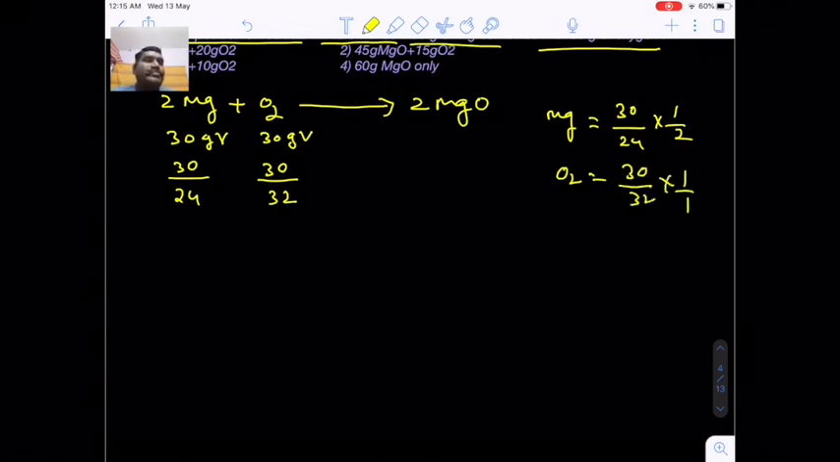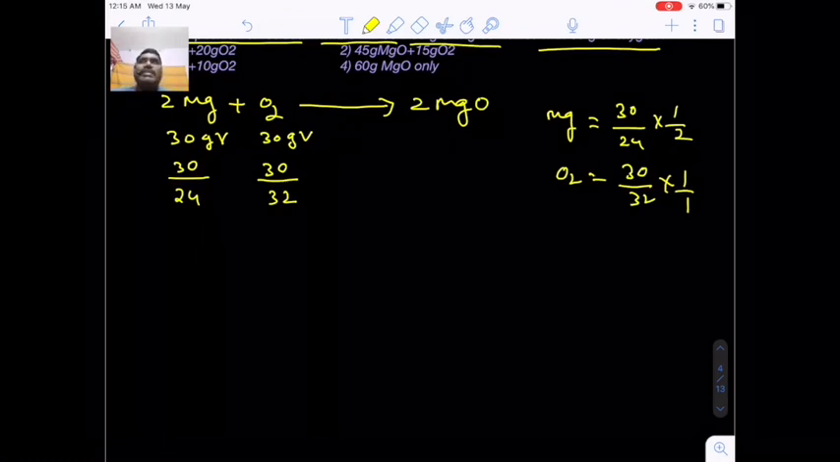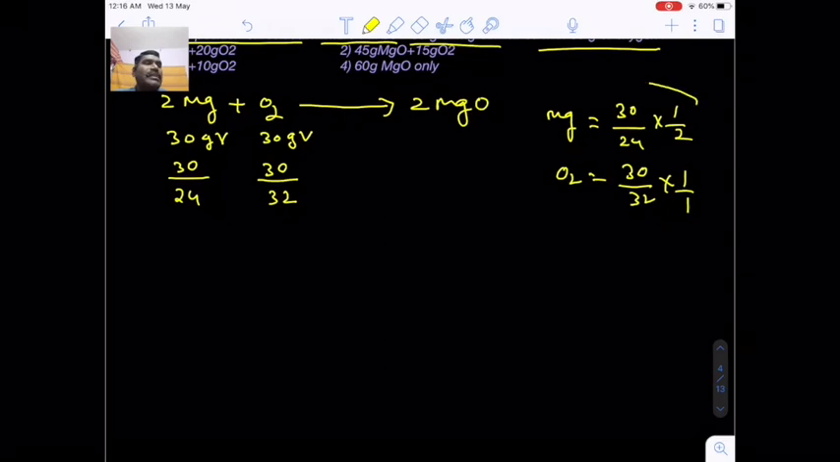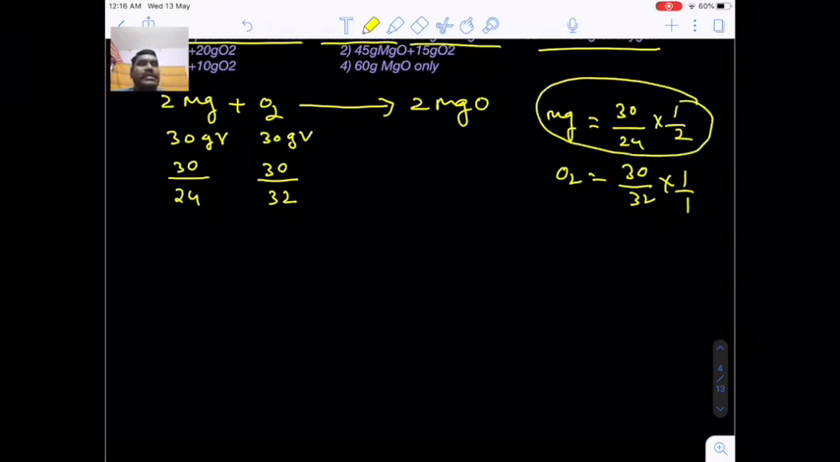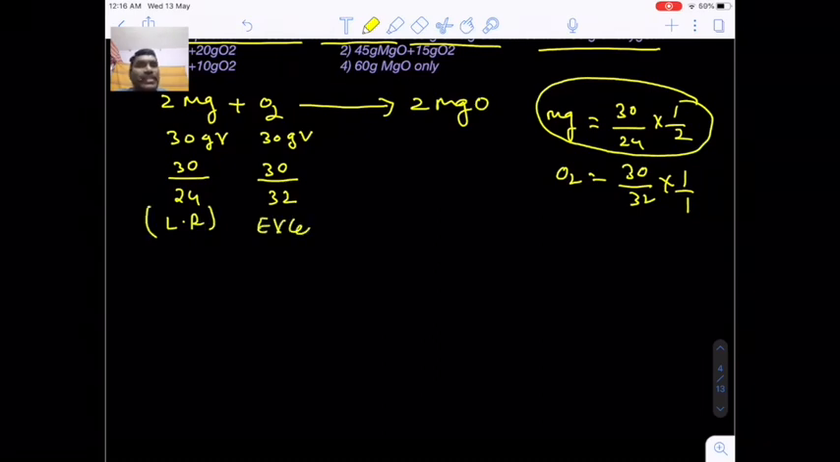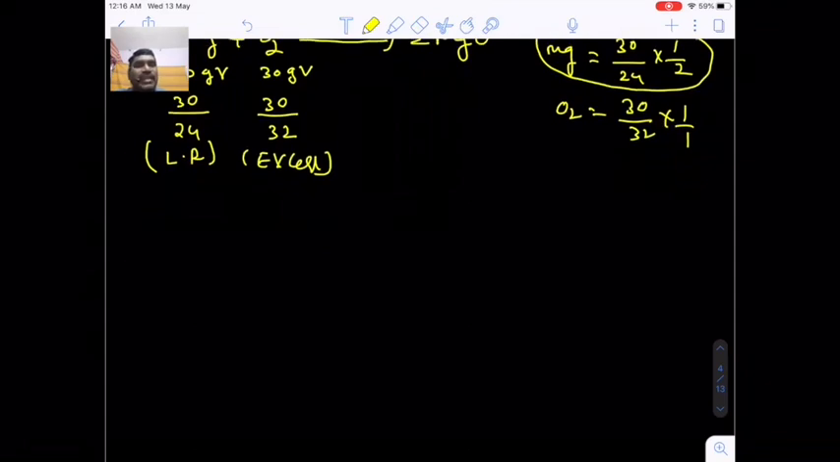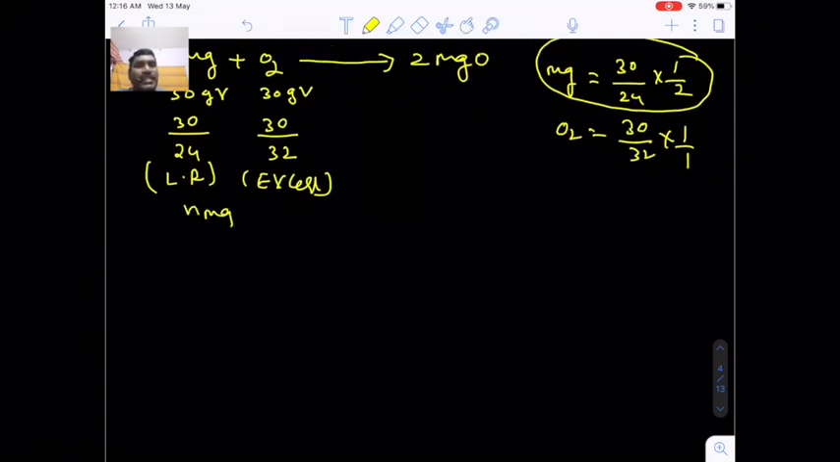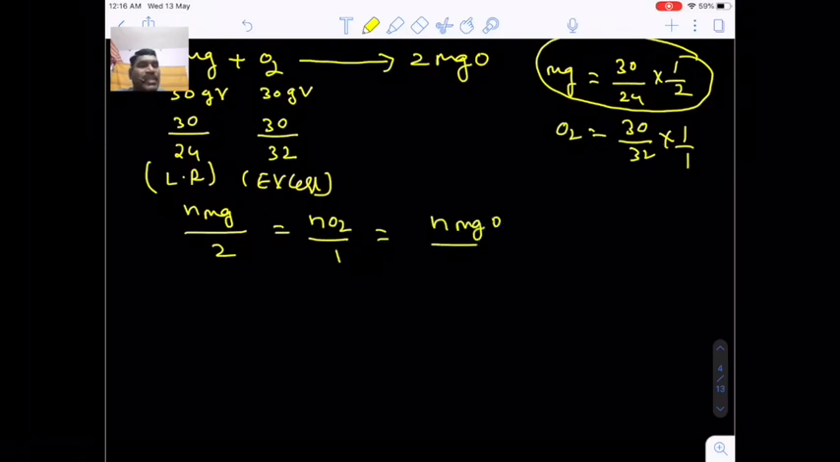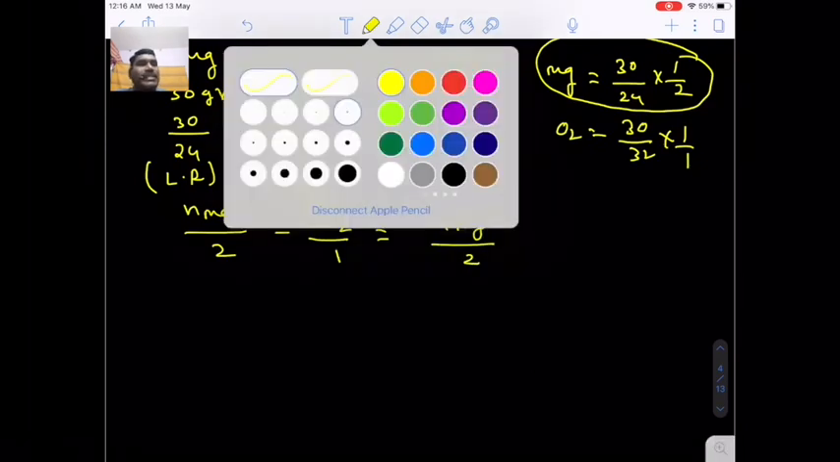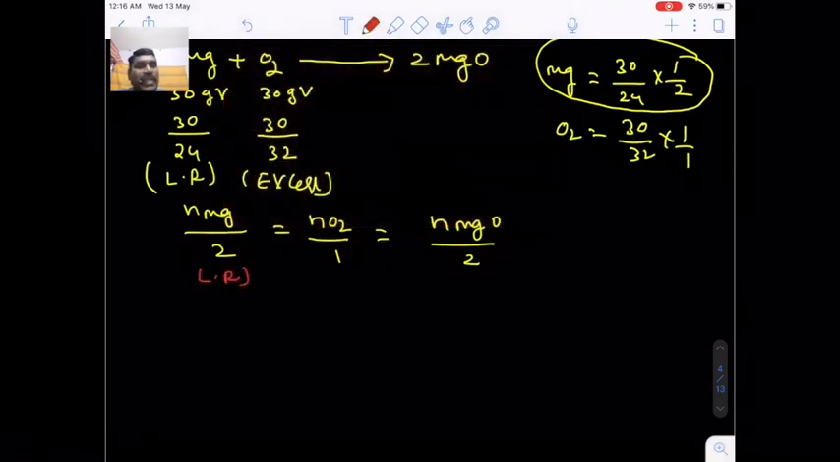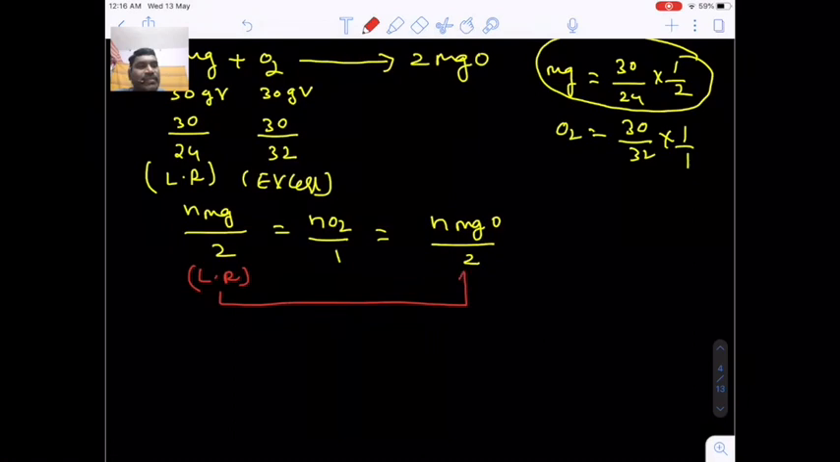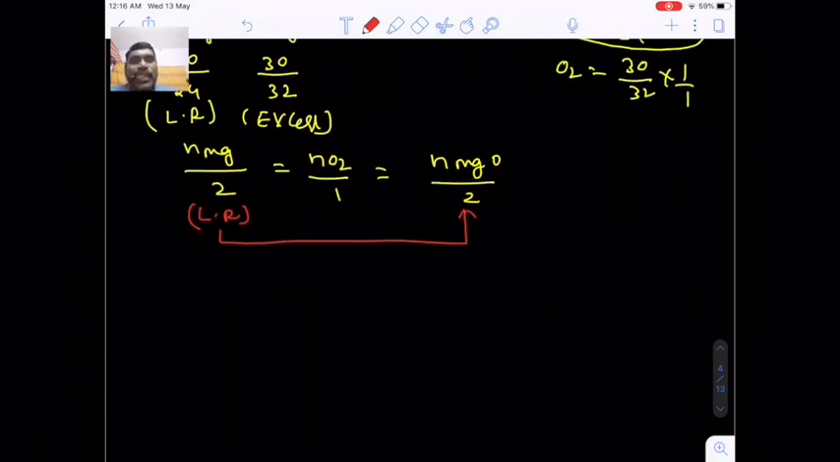Now here, which value are you expecting to be the limiting reagent? This value, because this value will be less. So this will be the limiting reagent and this value will be the excess reagent. Okay. Now number of moles of Mg, stoichiometry 2, number of moles of O2, stoichiometry 1, number of moles of MgO, stoichiometry 2. So the limiting reagent is magnesium. So we are comparing the number of moles of magnesium to calculate the number of moles of magnesium oxide.